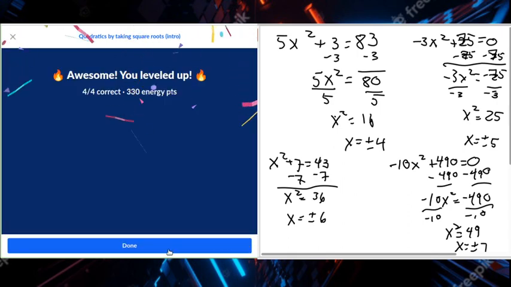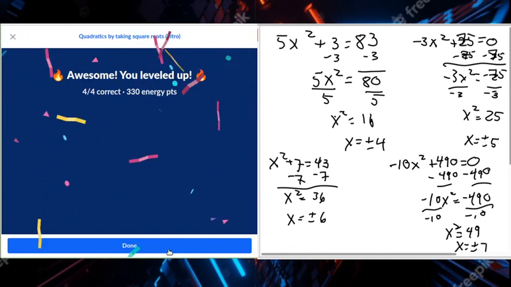Okay, so that's the introduction. Quadratics by taking square roots, intro.